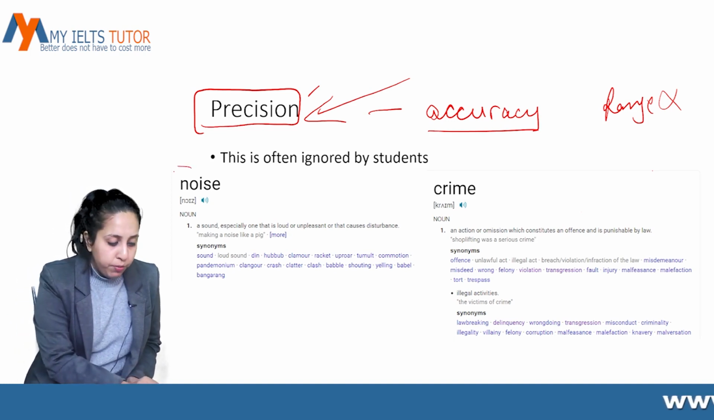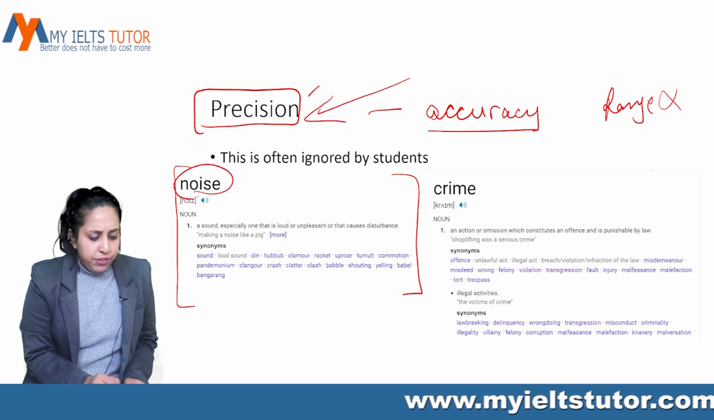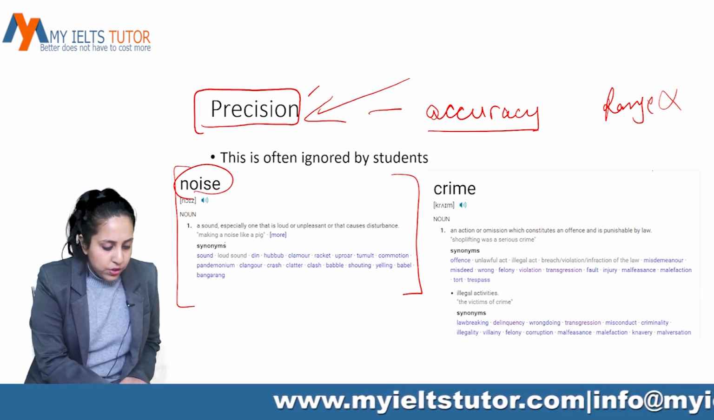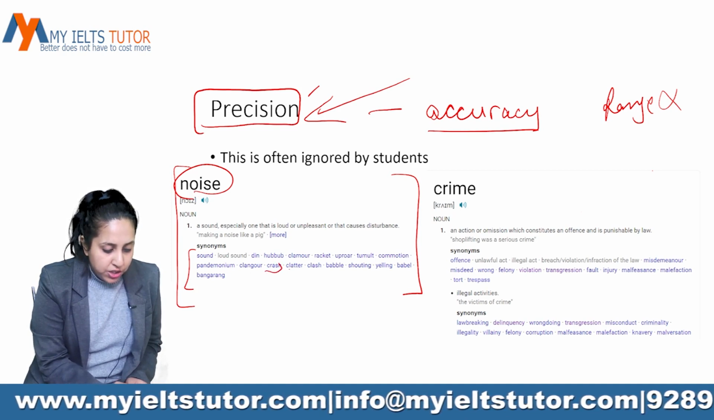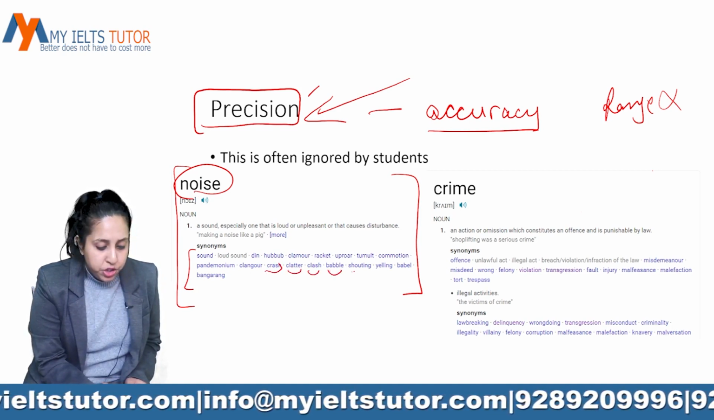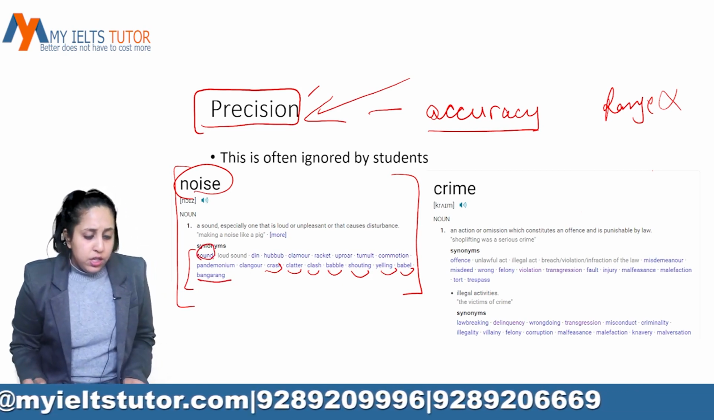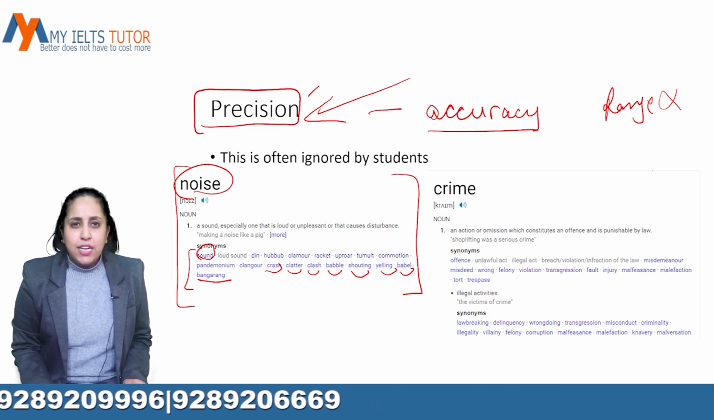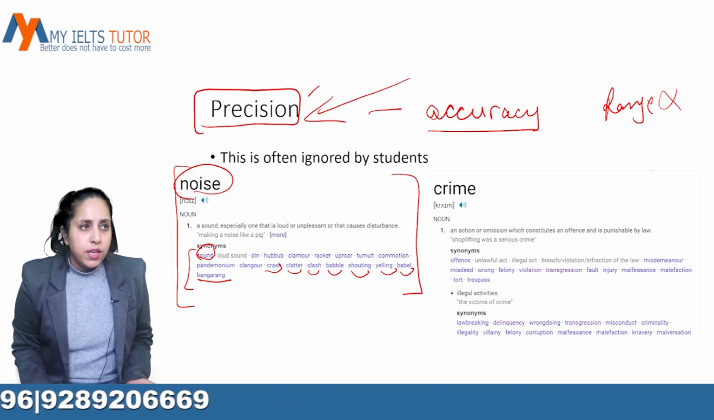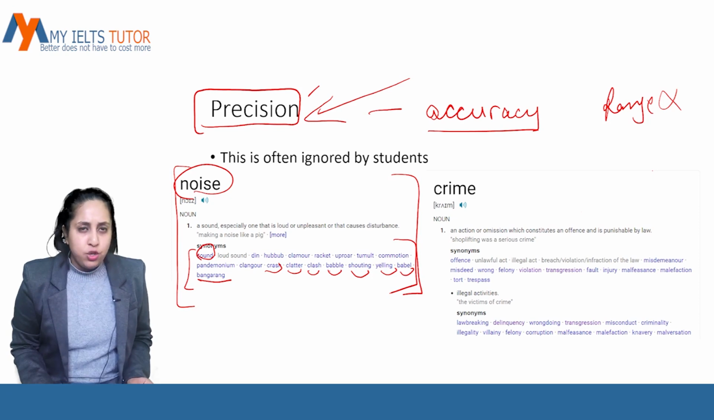For example, I was telling that students start googling the word. This is something I've picked from Google. So if the question is on noise, here we are getting synonyms for noise. It is crash, clatter, clash, babble, shouting, yelling, sound. So are these correct words which we can use for noise? If we get the word noise in our question, can we use these words? No. Noise does not mean babbling, right?